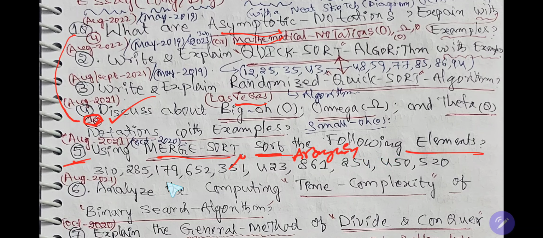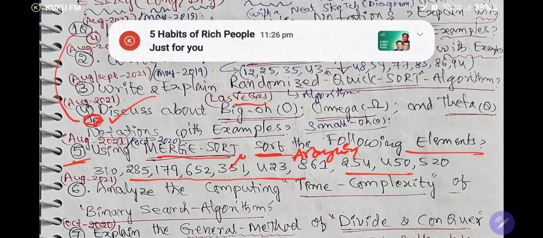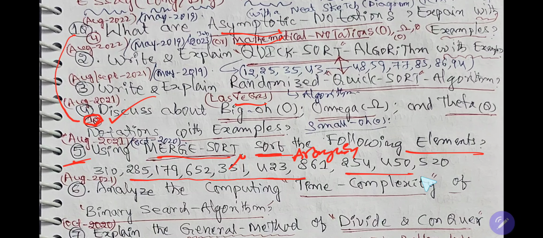arranging following elements. See, mostly in DAA question paper you will get like this: numbers, problems and diagrams. Most of the things you will get like this. So I have shot this also, and I will show you the video links also. I made it into a playlist. Important scientist name algorithms also I made into a playlist.